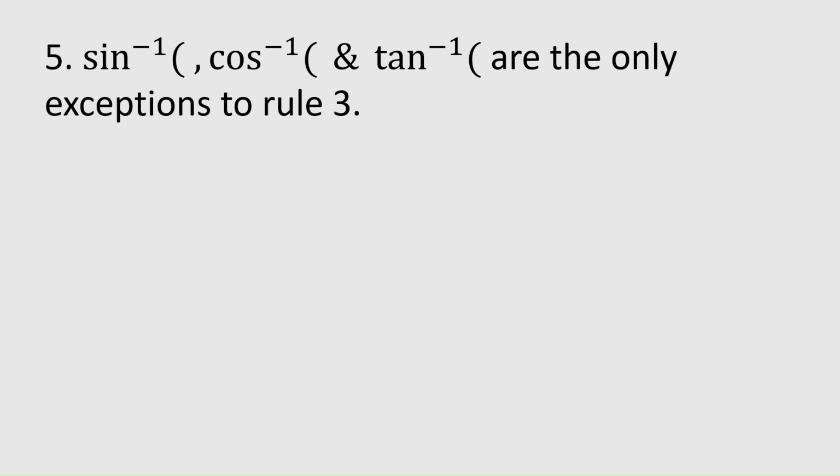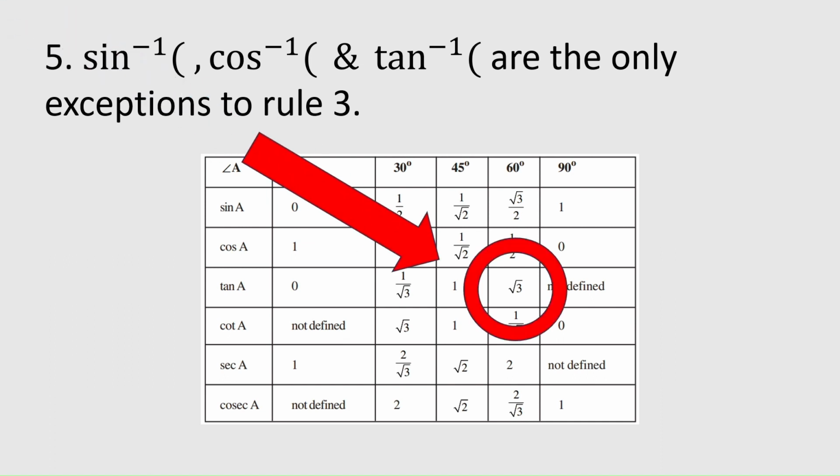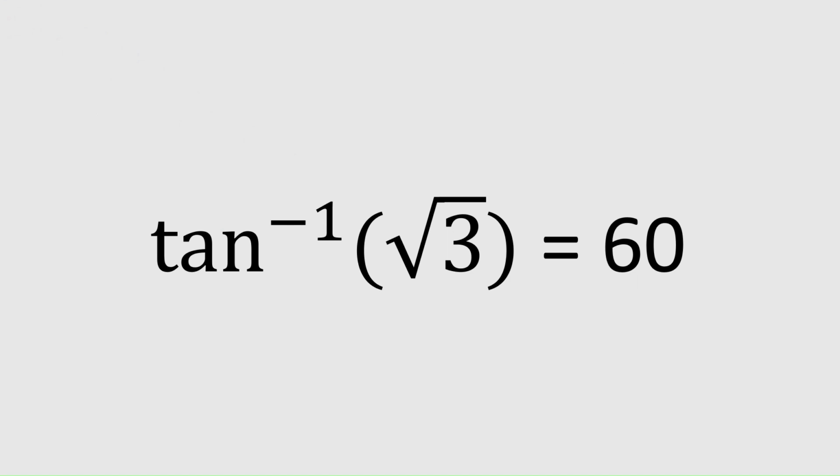Now let's go back to rule number 5. Sine to the power of -1, cosine to the power of -1, and tangent to the power of -1 are the only exceptions to rule 3. Now here's a table. You see where I'm going with this? You see it?